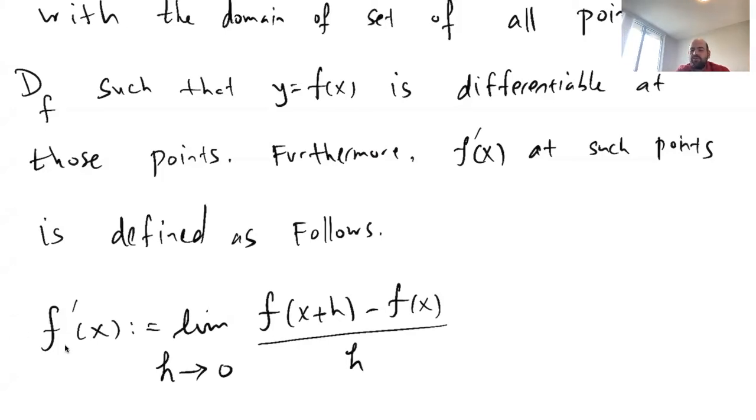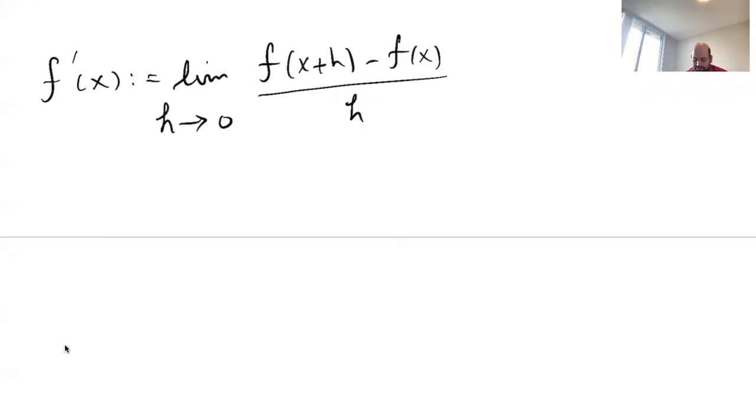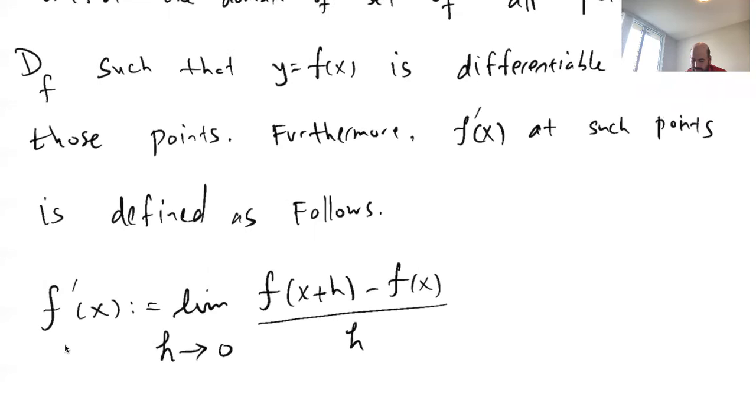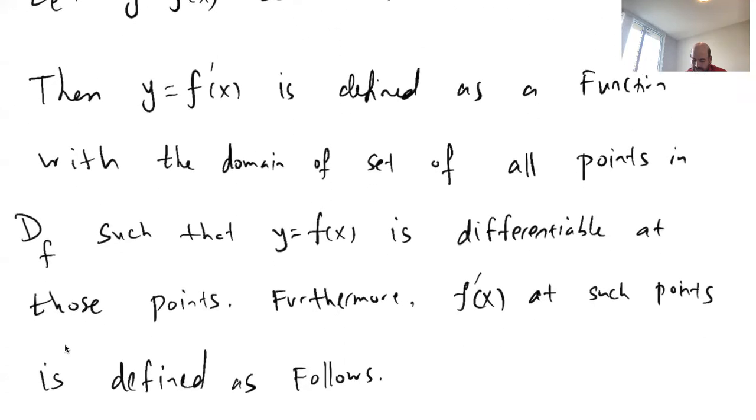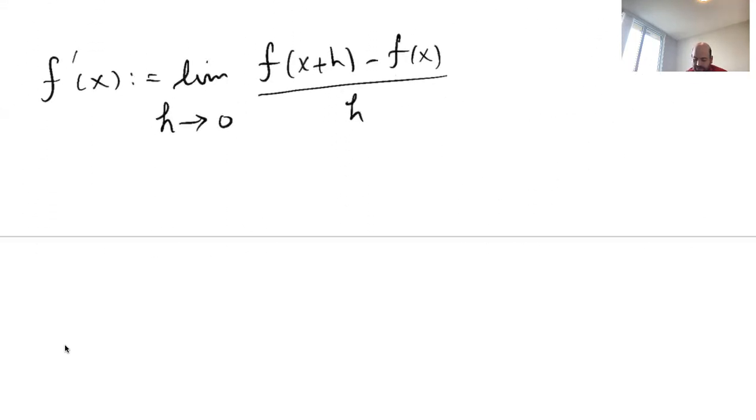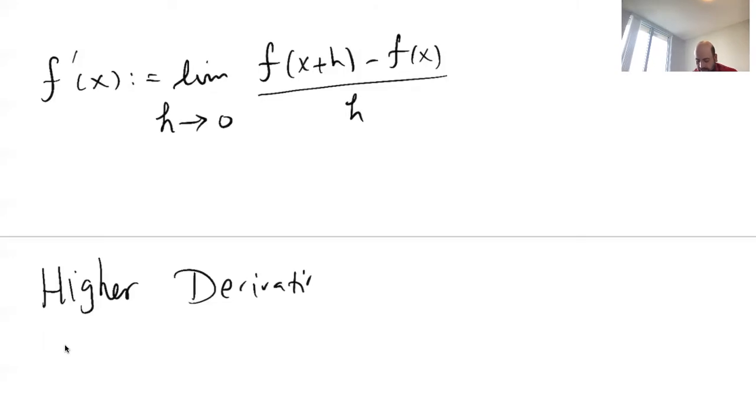So if f prime of a number cannot be defined, that means that number cannot be in the domain of f prime. So when you want to define the domain of a function, of course, we have to exclude the points where the function is undefined. So let's look at an example. Before looking at the example, let me first tell you about the concept of second derivative, so higher derivatives.